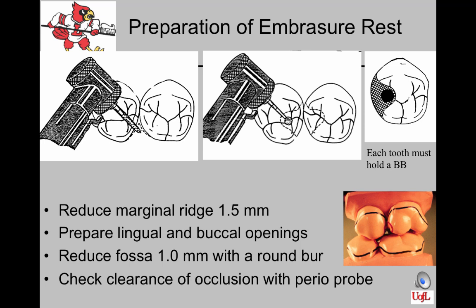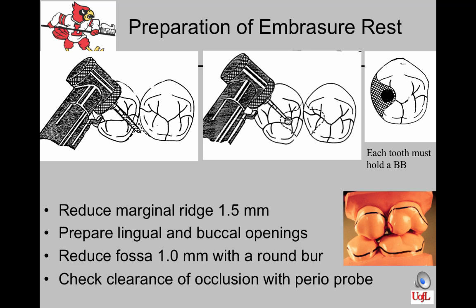The manner of preparation for the embrasure rest is as follows. You first reduce the marginal ridge by 1.5 millimeters on both of those teeth. Then you prepare the buccal and lingual openings called sluiceways. Then reduce the fossa 1 millimeter with a round burr.